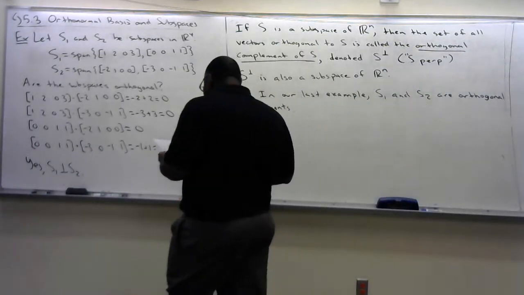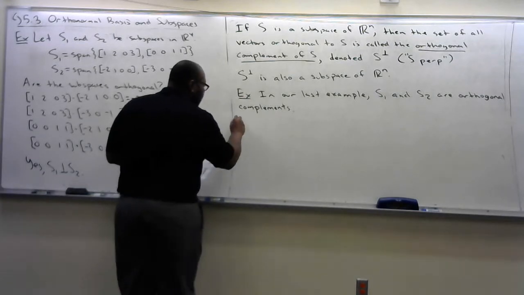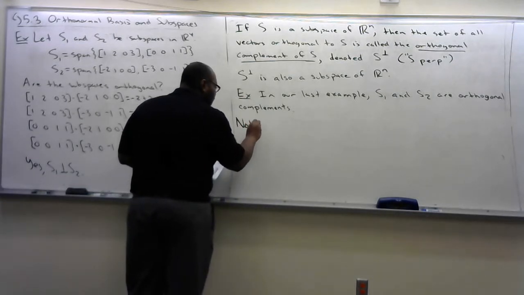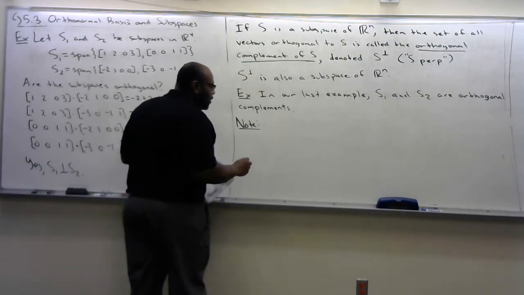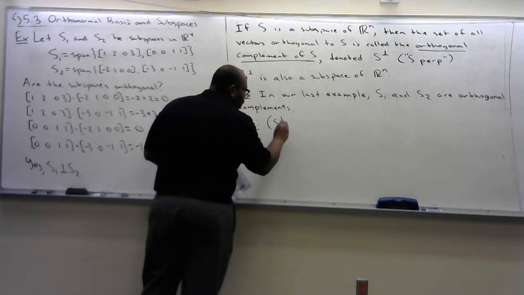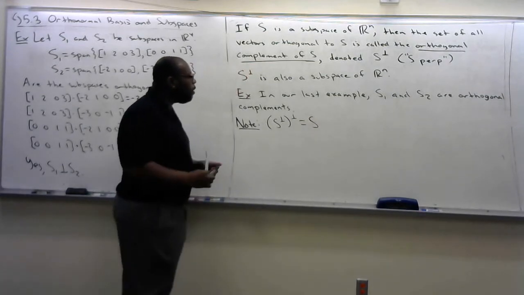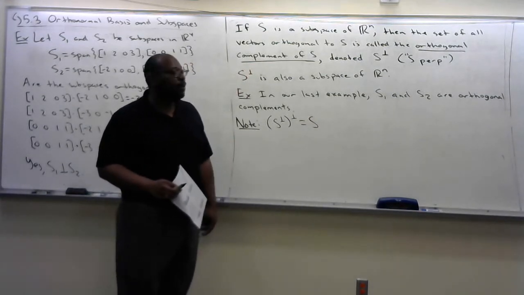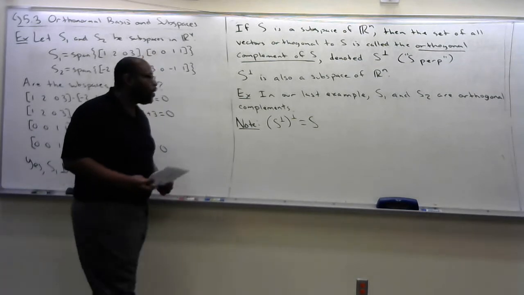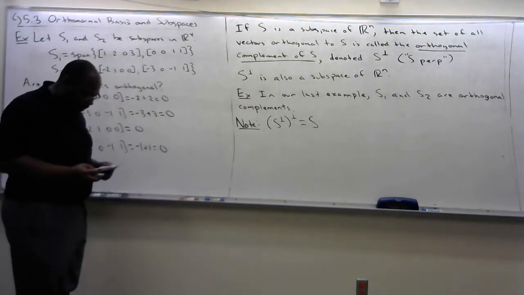And we have a little bit of notation. I'm going to put here a note. We don't really use it here, but it's kind of cute to know this. (S perp) perp is equal to S. So the orthogonal complement of the orthogonal complement of S is S itself. So I'll get back my original subspace.